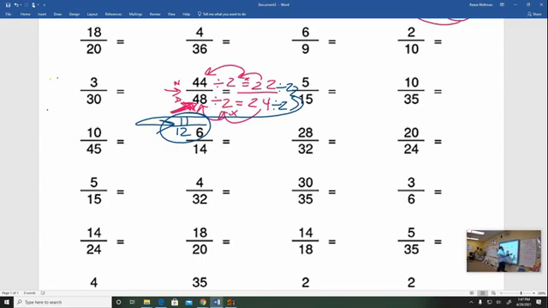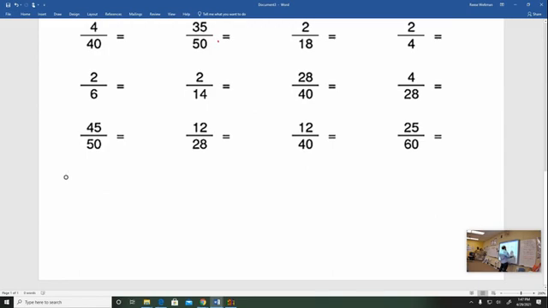So if you have a problem like, let's look at one of the ones down the bottom here, 25/60. Let's look at this last one right here. Our numerator is 25, denominator 60. That looks kind of intimidating.